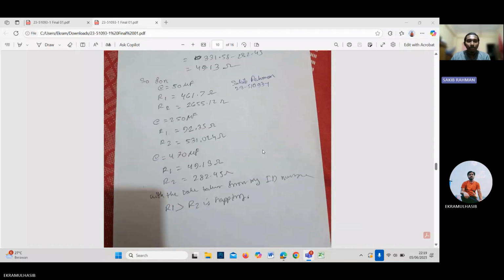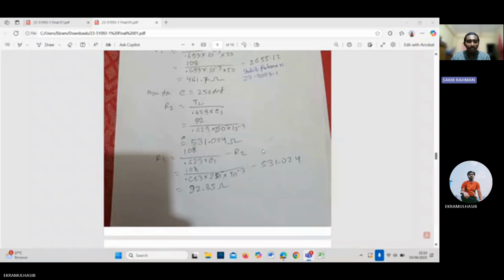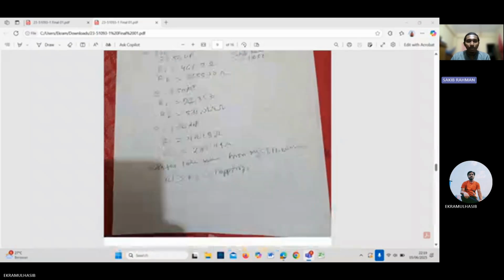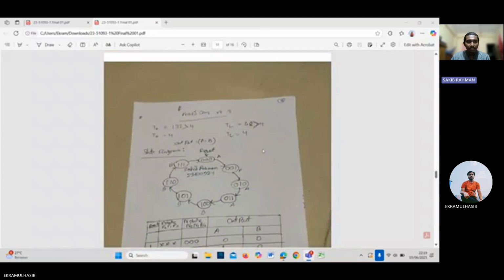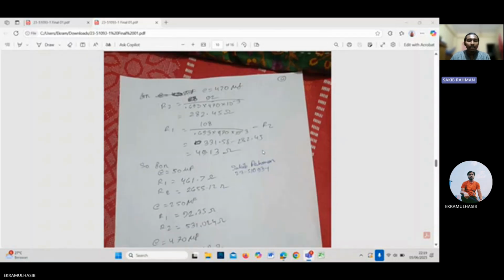In the third question, we have to prepare an FSM with TH and TL. If TH and TL are greater than 4, we are going to make it 4 as the final one to make the FSM.